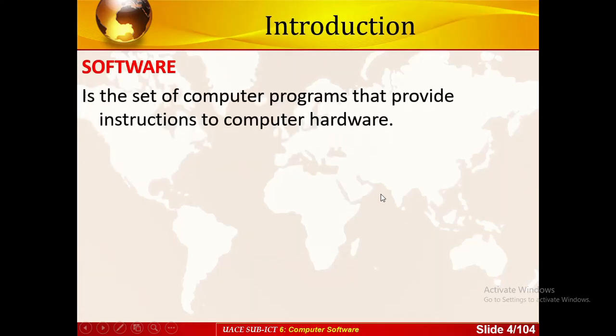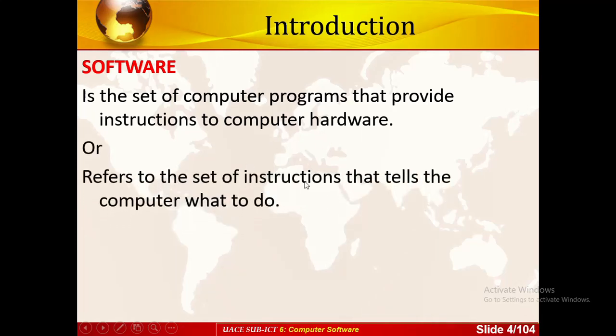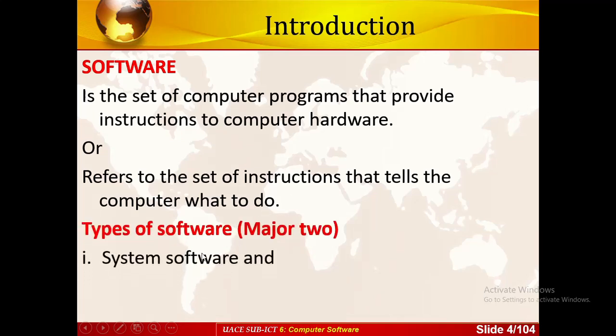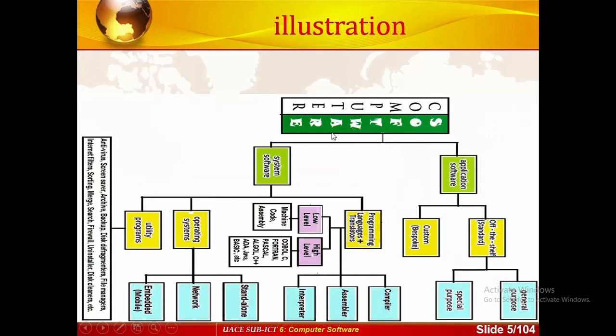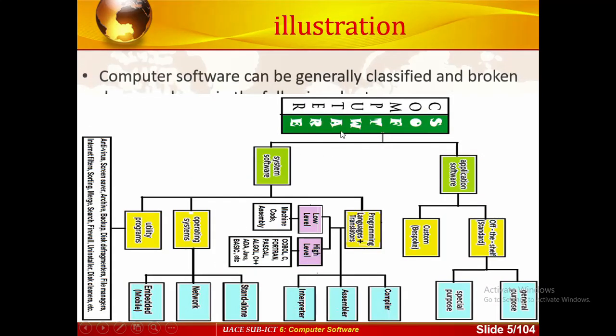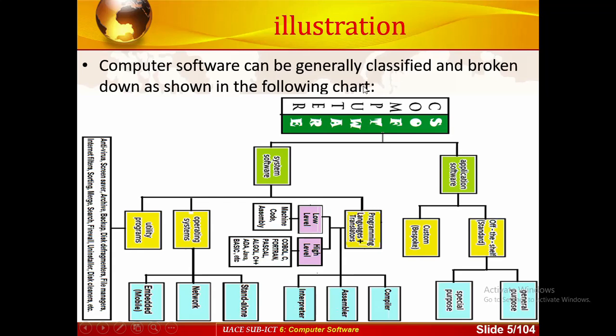Software is a set of computer programs that provide instructions to the computer hardware. Or you can say that these are a set of instructions that tell the computer what to do. So these are your minds, these are the software, these are the instructions, these are the commands that really command the computer hardware. Types of software: we have two, the system software and the application software.